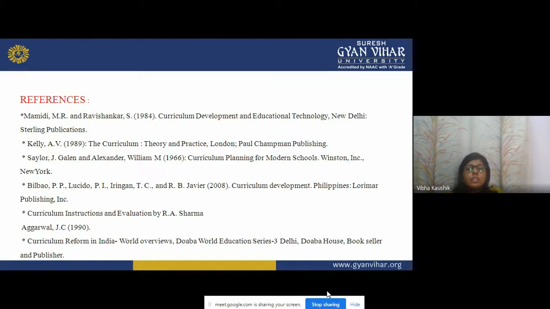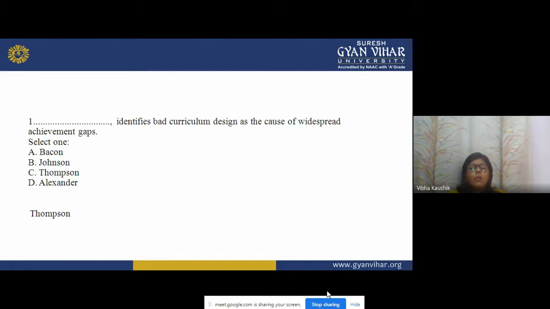Today, in this particular topic, we have learned about the different unit plans, how to add new units to that, what is the need, and how the planning should be done. For further referring on that particular topic, you can refer to these references. Now let us discuss some MCQs, as MCQs are the best tool to know the learning outcomes of the students.